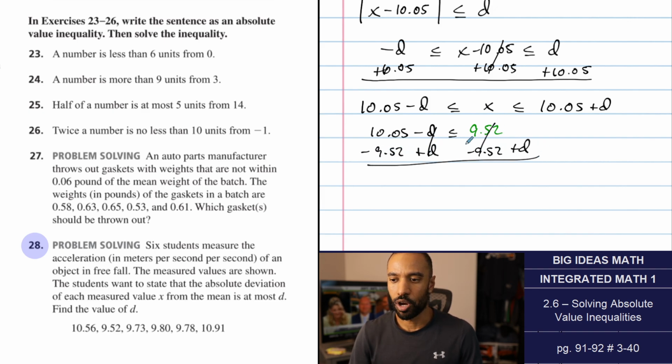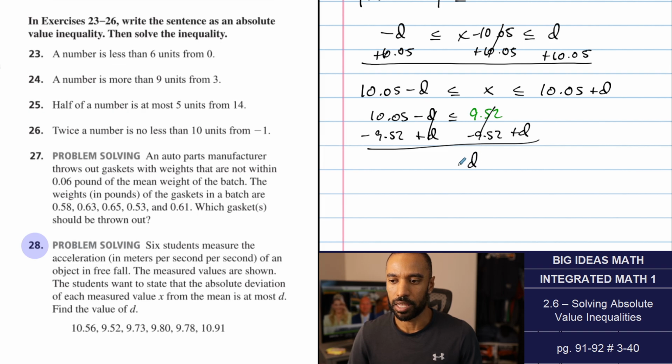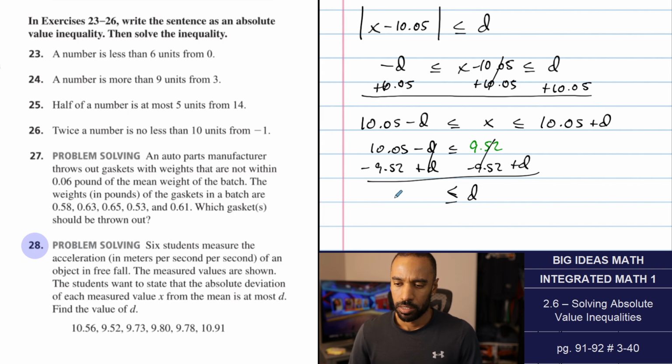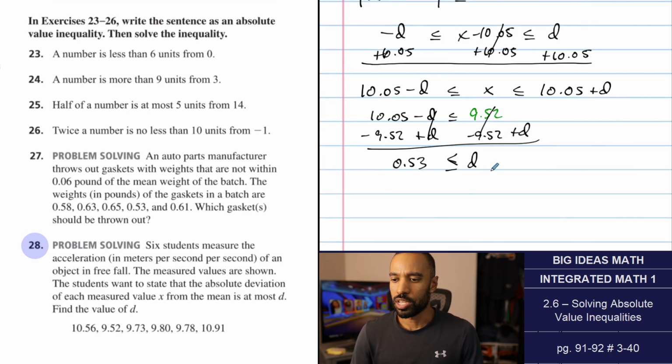then I'll get, and again, probably overkill in the problem and how I'm doing it, but it must be the same number in both directions, I guess. When I subtract those, what is that? Maybe it's not the same. What is that? That is 0.53. Is that right? 0.53? So D must be greater than or equal to 0.53.